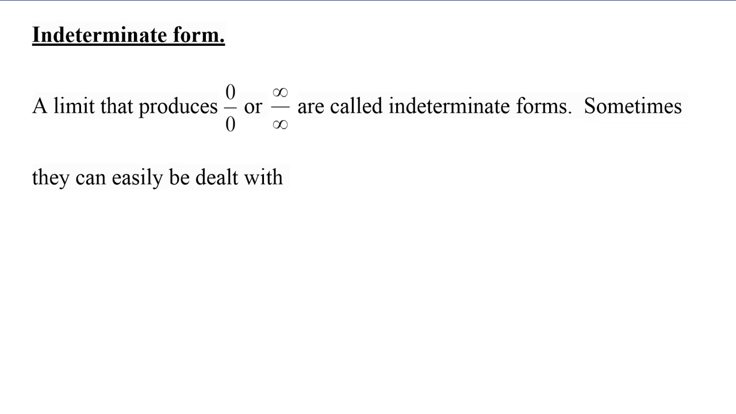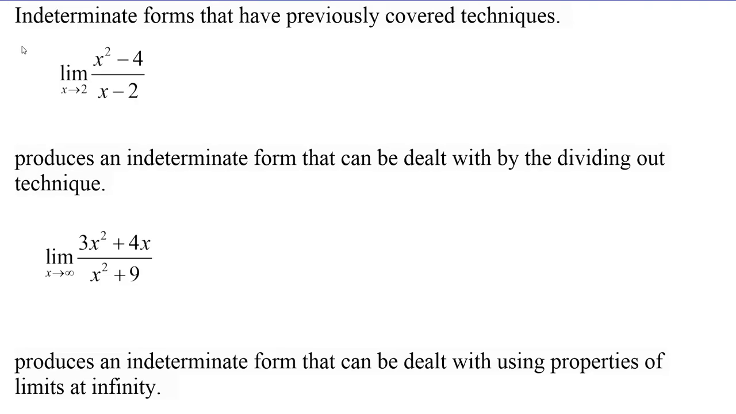Sometimes these indeterminate forms can be easily dealt with. For example, we have had a few indeterminate forms that have been previously covered with various other techniques, such as the dividing out technique. If we look at this limit, as x goes to 2 of x squared minus 4 over x minus 2, when I plug in 2, I get 4 minus 4, which is 0, and 2 minus 2, which is also 0. 0 over 0 is an indeterminate form.